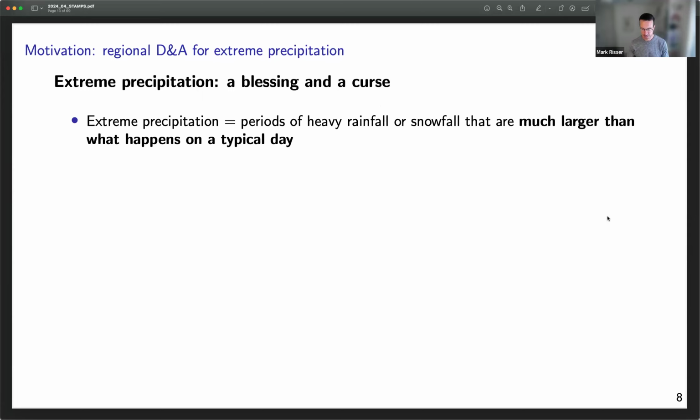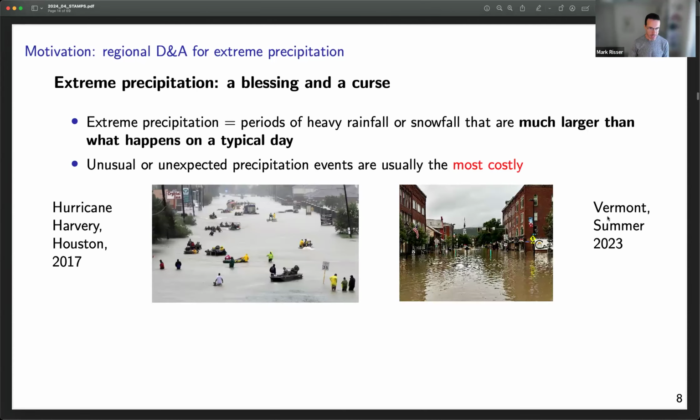I'm going to be focusing on extreme precipitation. Again, just to make sure the terminology is clear, precipitation can refer to either rainfall, the liquid form of precipitation, or snowfall, solid precipitation. And by extreme precipitation, I'm just talking about periods of heavy rainfall or snowfall that are much larger than what you would get on a typical day. And for the purpose of this talk, I'm going to be looking at daily precipitation extremes, so the accumulations over 24 hours that are unusual.